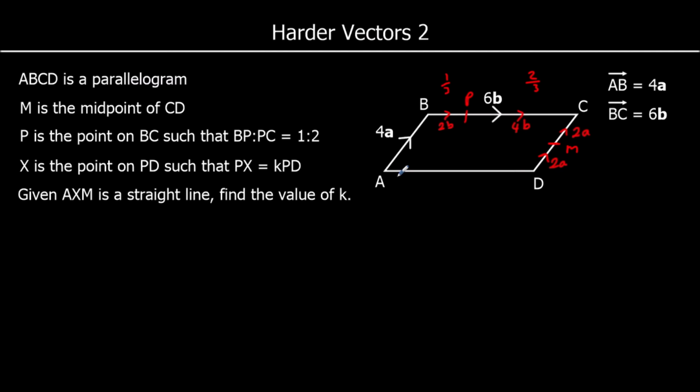X is the point on PD, such that P to X is a fraction of P to D. So it's k times P to D. I won't write that on just yet because it says AXM is a straight line. So A to X to M is a straight line. So X must be here.